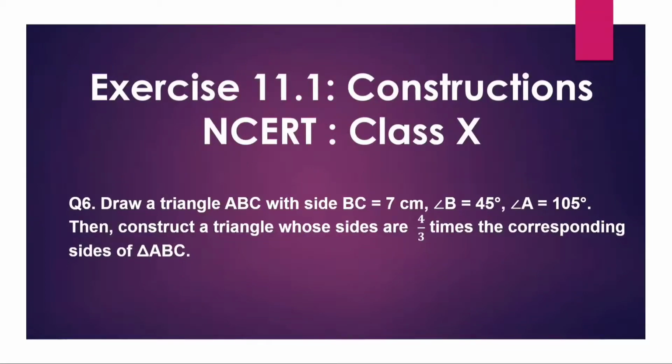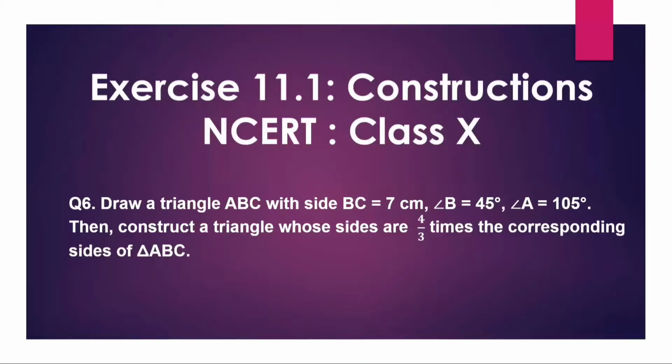Hello everyone. In this video, I'll be doing a question from exercise 11.1 from the chapter of constructions, NCERT class 10. In this question, we'll be constructing a triangle similar to a given triangle with a scale factor 4 by 3. In the previous question, we had taken the scale factor as 2 by 3, which was less than 1. But in this case, the scale factor is 4 by 3, which is greater than 1. So let us read the question number 6.